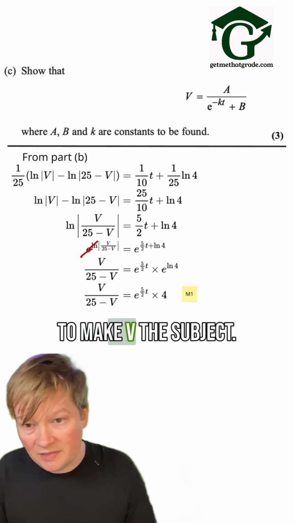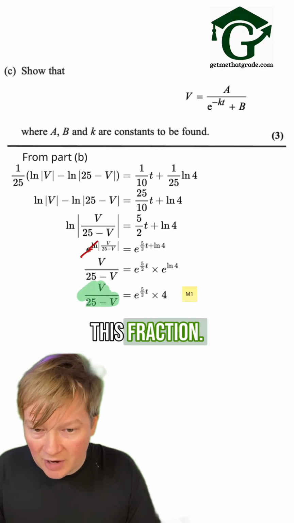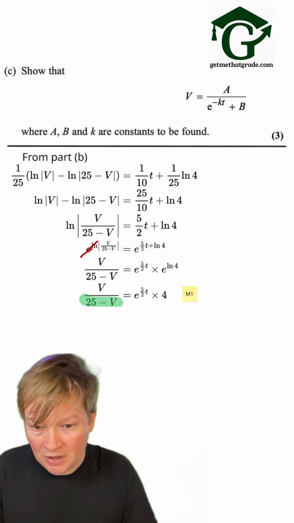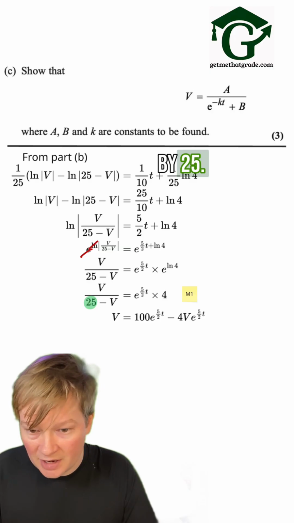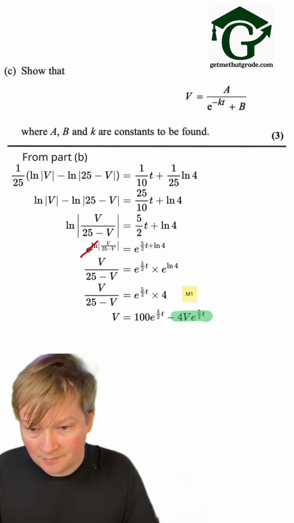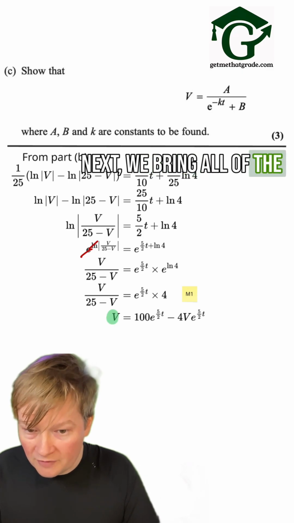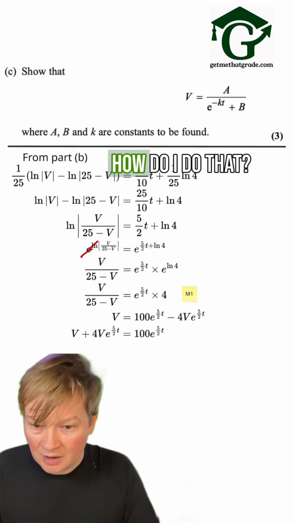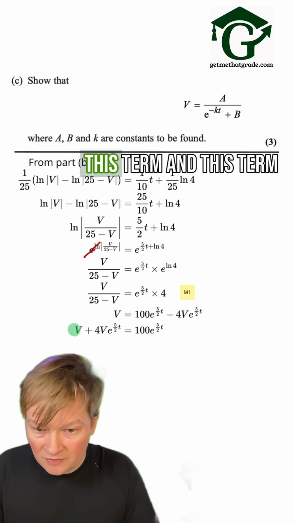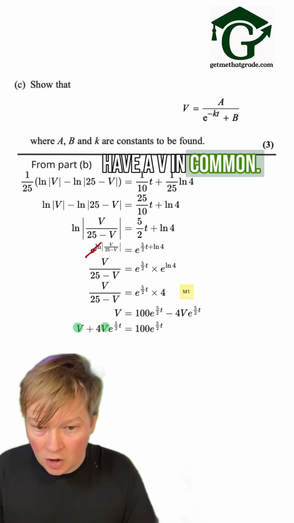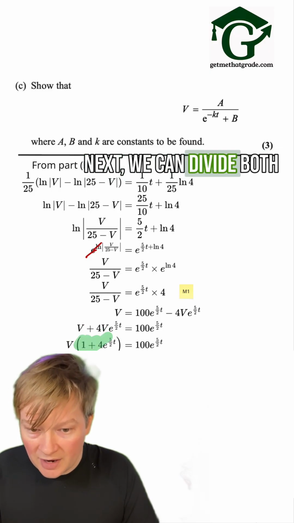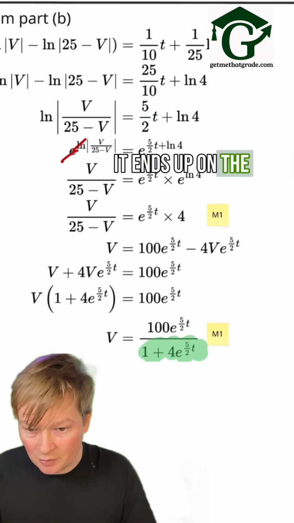Remember, we're trying to make v the subject, so we want to get rid of this fraction. How can we do that? Well, start by multiplying both sides by the denominator. So I'm multiplying this by 25, that will give me this, and this by minus v, that will give me this. Next, we bring all of the v terms onto one side. How do I do that? Just by adding this term to get this. Then we can note that this term and this term have a v in common, so we can factor that outside of the brackets. Next, we can divide both sides by this bracket, so it ends up on the bottom.